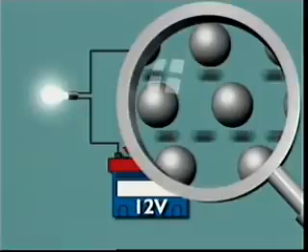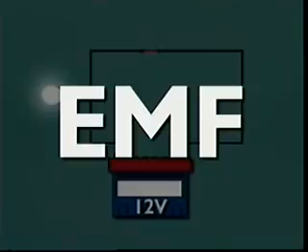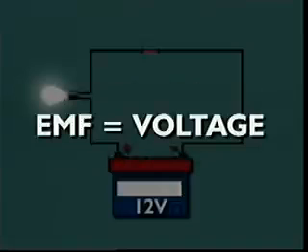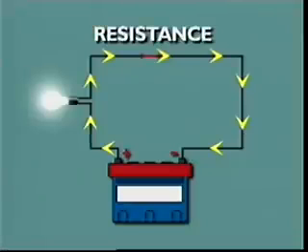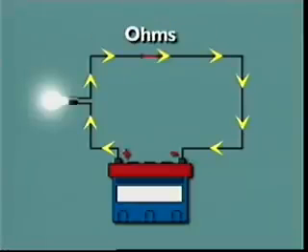The greater the force, the stronger the electrical current. The force is called electromotive force, or EMF. It's also known as voltage. Also affecting the current flow in a circuit is electrical resistance, measured in ohms. All materials have resistance, even good conductors.